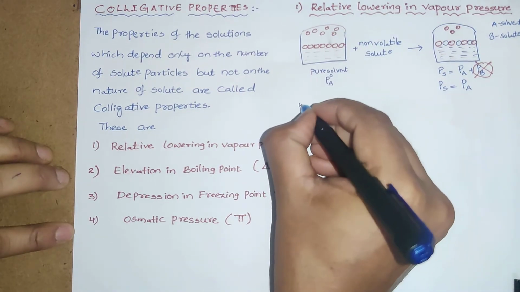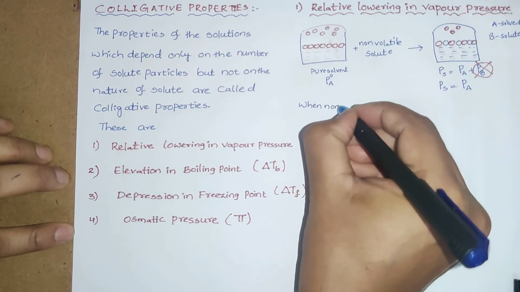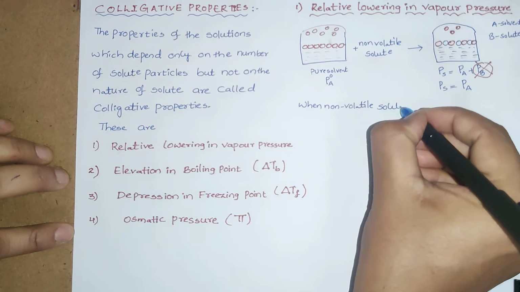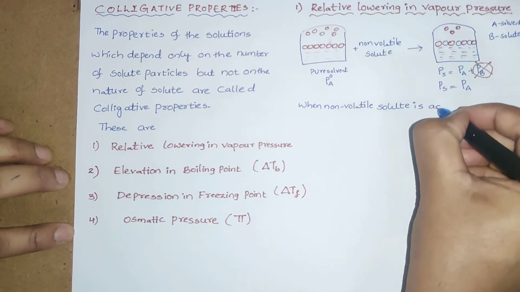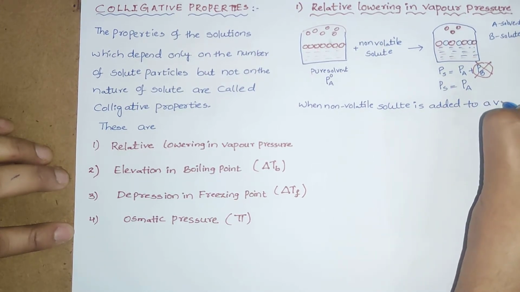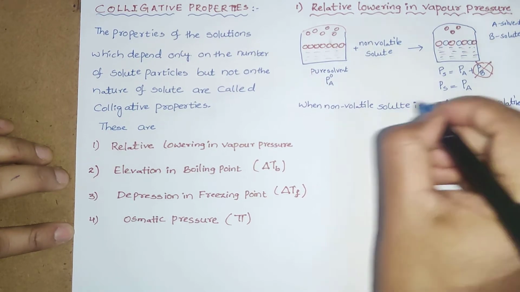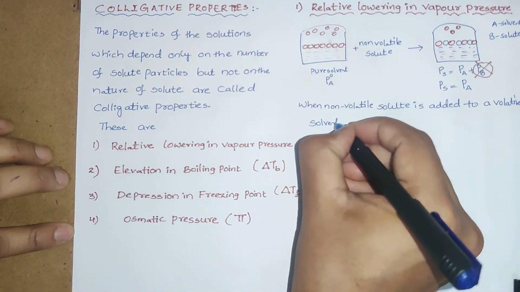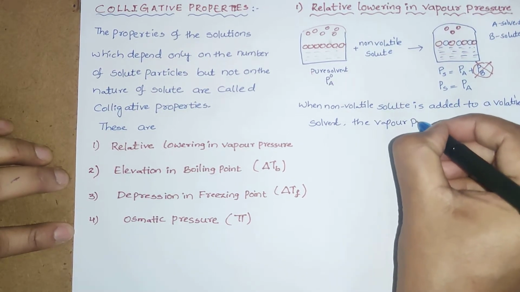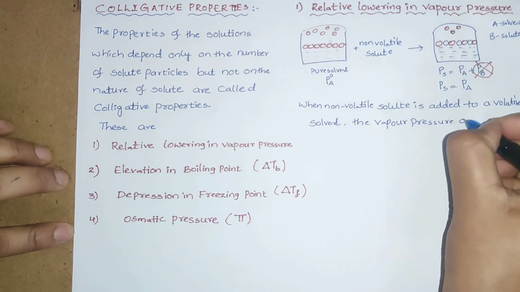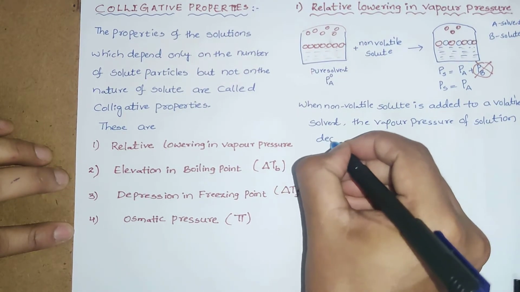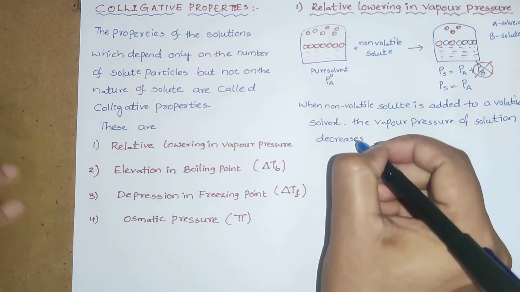That means when a non-volatile solute is added to a volatile solvent, the vapor pressure of the solution decreases. We clearly discussed this in the last classes.